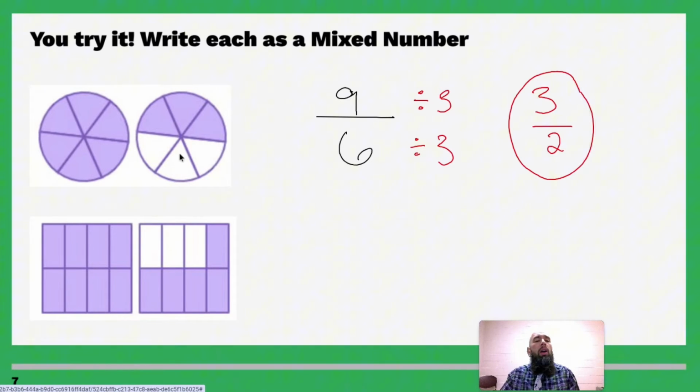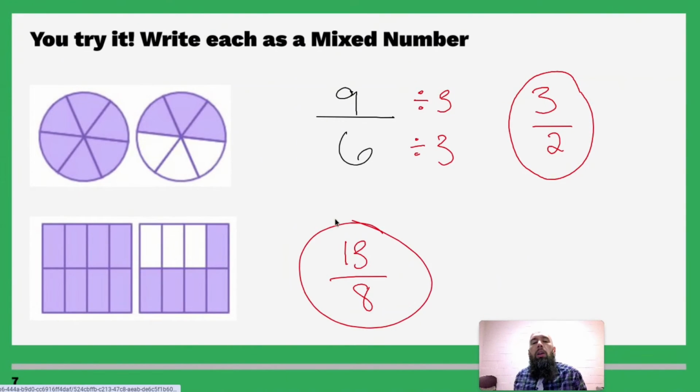3 over 2. If I were to take pizzas and cut them into halves and glue them together, I have 1 half, 2 halves, which becomes a whole, and then another half left over, and that's the picture that we see over here. Here, for the improper fraction, we have 1, 2, 3, 4, 5, 6, 7, 8. We have 8 of them filled in, 9, 10, 11, 12, 13. 13 over 8 is filled in.